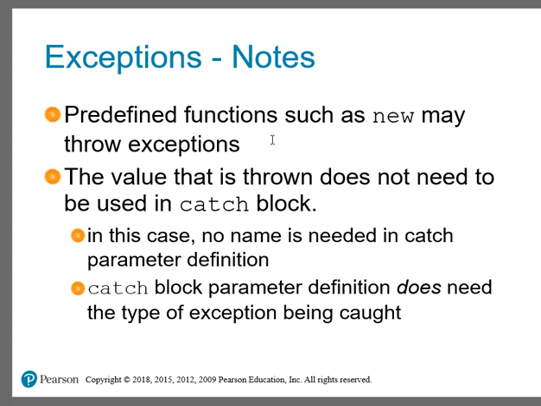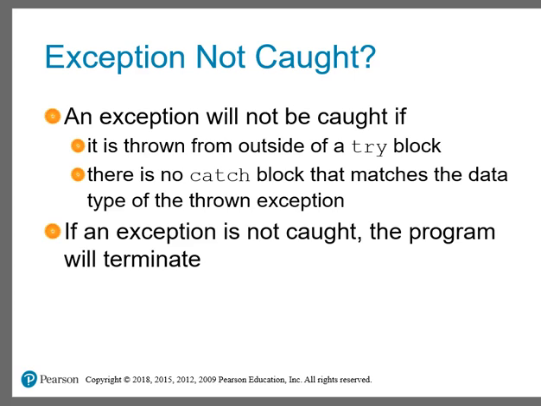Predefined functions such as new may throw exceptions. The value that is thrown back does not need to be used in a catch block. In this case, no name is needed in the catch, and a catch block parameter definition does not have to have the type of exception being caught. So this would be, I think, just like a generic catch block.